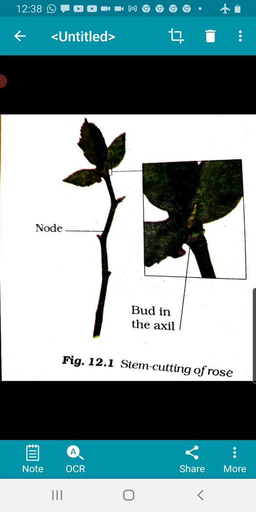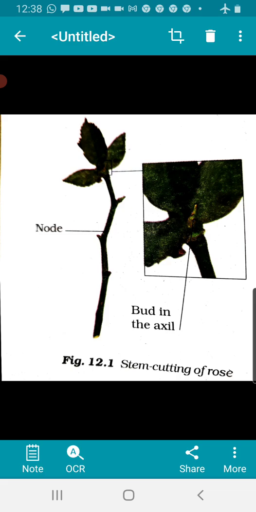So there are two types of reproduction. One is asexual reproduction and the other is sexual reproduction. So now we are discussing asexual reproduction. In that, when the reproduction takes place through any parts of the plant, it is called vegetative propagation.